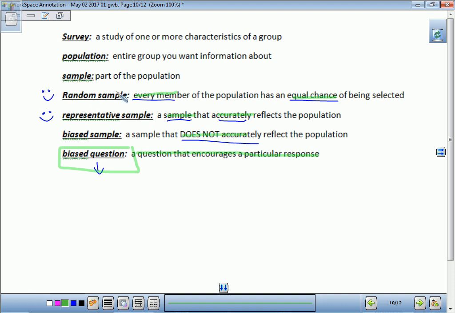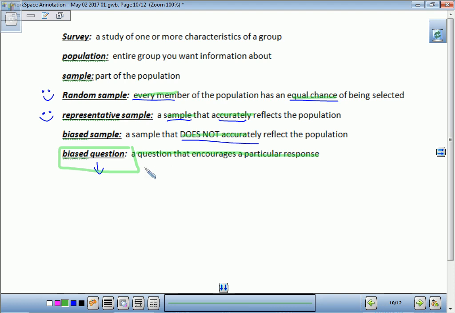Now, random sample is what we're hoping for, because with a random sample, every member has an equal chance of being selected. And once we do that random sample, we're hoping we do have a representative sample, and that's a sample that accurately reflects the population. Now, any biased sample just doesn't accurately reflect the entire population. So anything that does not accurately reflect the entire population would be a biased sample.